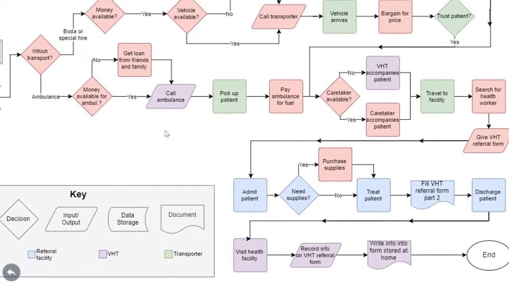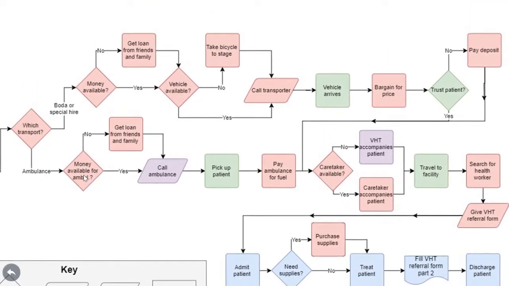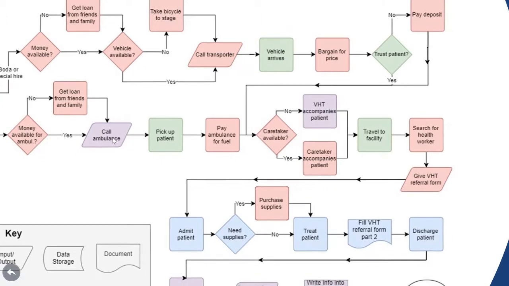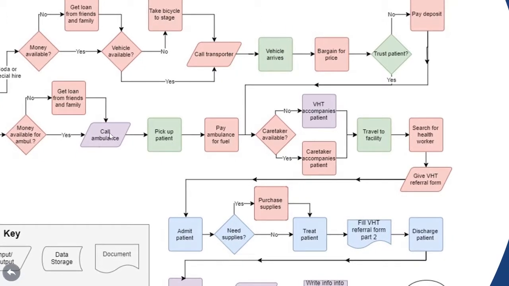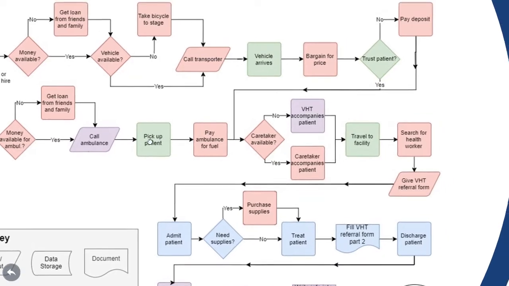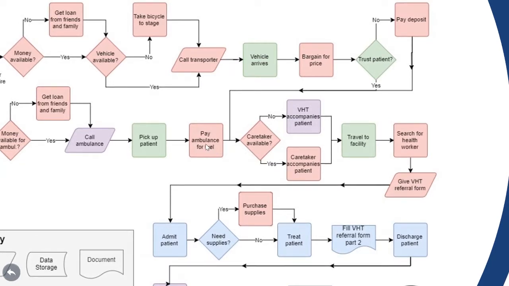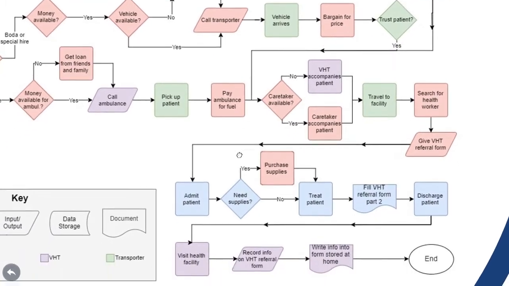And if we can back up, in the case of using an ambulance, which was exceedingly rare in community to facility transportation, they said you'd first figure out whether money was available and go through the same process that you would for a private hire, which is to get loans from family and friends. Then you'd be able to call the ambulance if you had enough money for the fuel. The ambulance would not come unless the patient had money for fuel. When the ambulance arrived, you would give the money immediately to pay for fuel, and then go through the process just as we went through with the private hire.